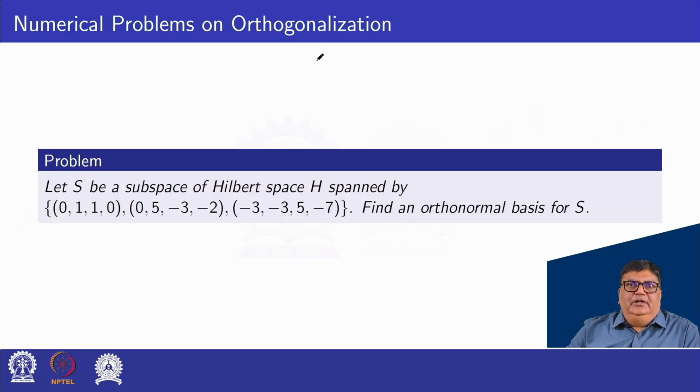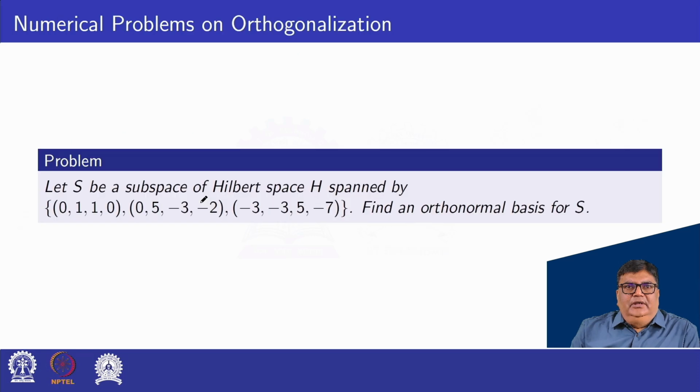Numerical problems on orthogonalization. Let S be a subspace of a Hilbert space H spanned by the vectors (0, 1, 1, 0), (0, 5, -3, -2), (-3, -3, 5, -7). Find an orthonormal basis for S.